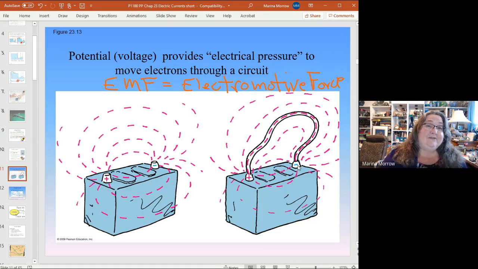Now remember, the electrons are in the wire already. So unlike a tube with water, which can be empty, the wire is never empty. It always has electrons in it.